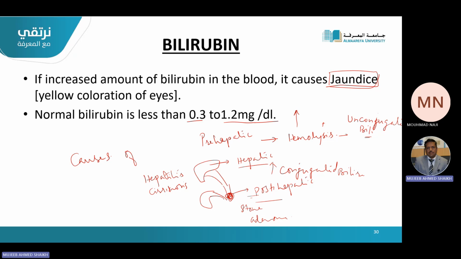So please remember the types of jaundice: pre-hepatic, hepatic, and post-hepatic. You can know which type of jaundice based on the concentration of bilirubin. First, there will be increased concentration of bilirubin, which is leading to jaundice. After that, you have to know the cause by knowing whether conjugated or unconjugated bilirubin is higher.